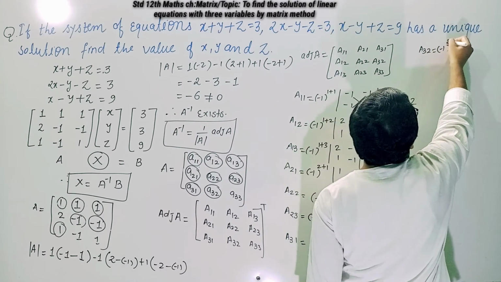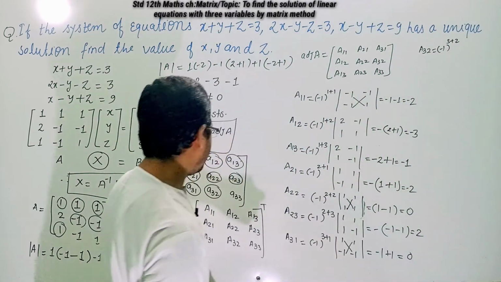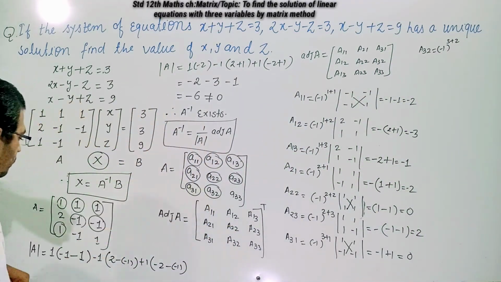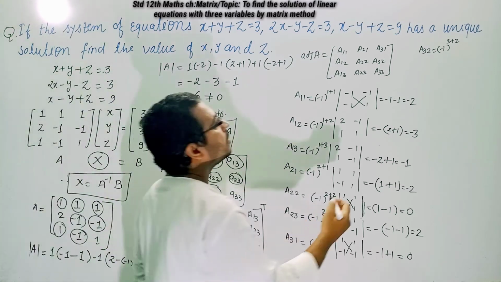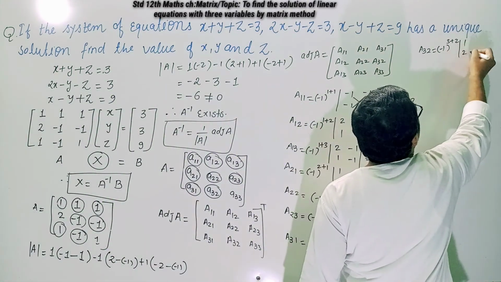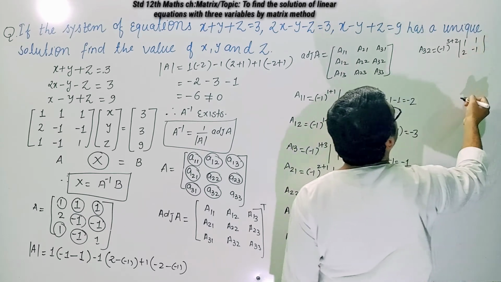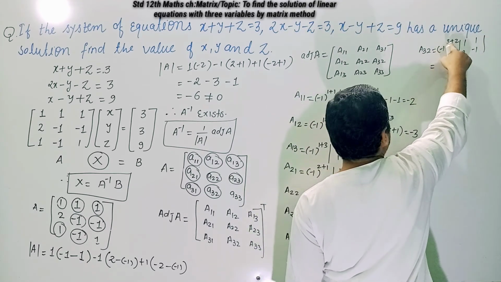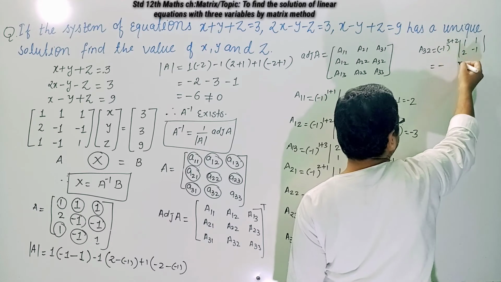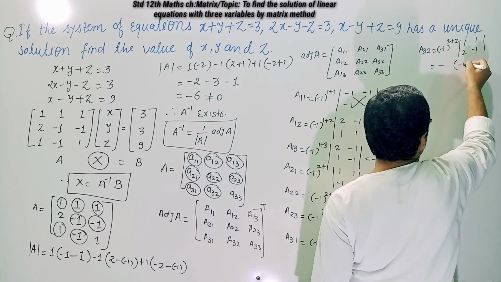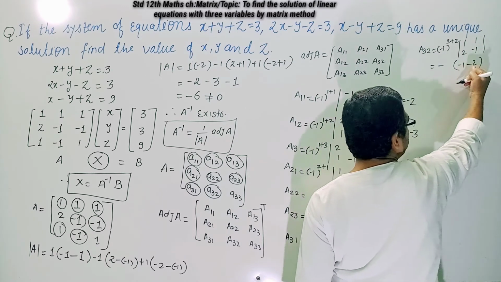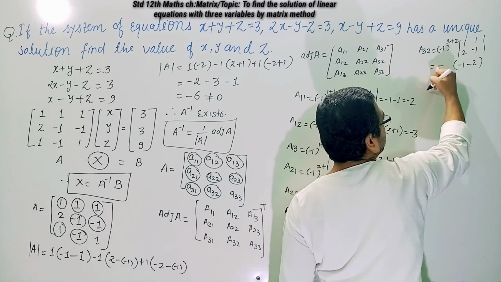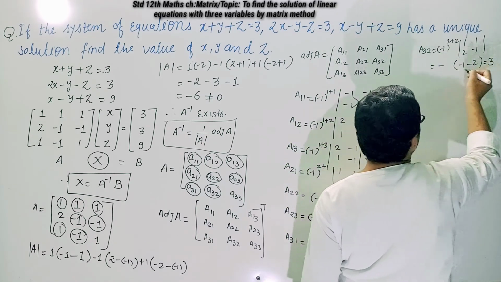So minus 1 to the power 3 plus 2. We want to find out the cofactor of A32, means cofactor of minus 1. Okay, excepting this row and this column, we will write 1 2, 1 minus 1. So minus 1 to the power 3 plus 2 becomes 5, so there will be minus. So 1 into 1 minus 1, this is the sign formula, 2 into 1 minus 2. So minus 1 minus 2 minus 3 into minus, so we are getting 3.